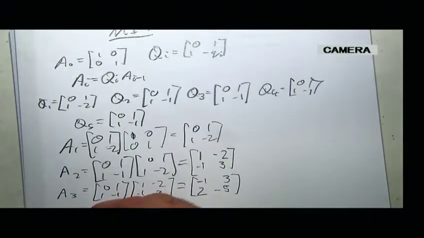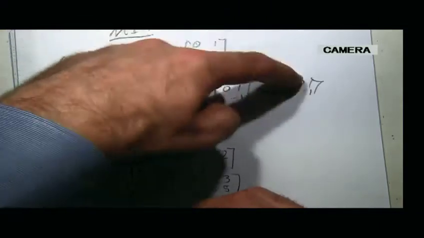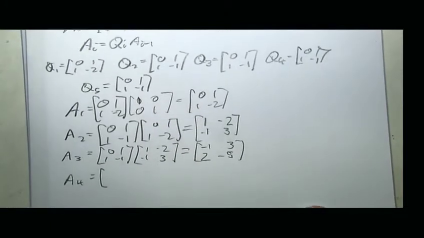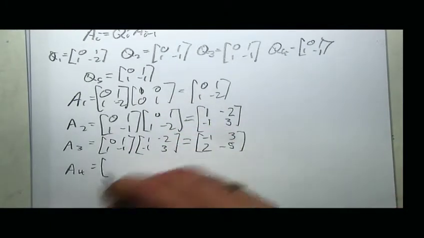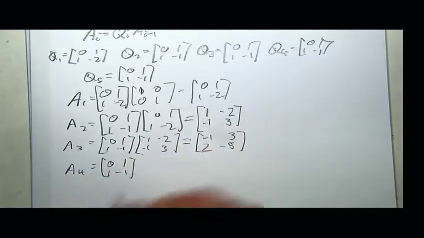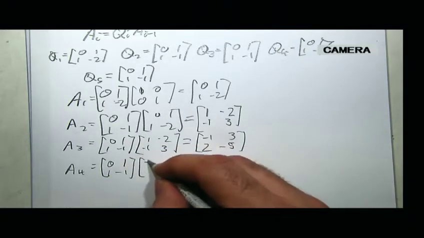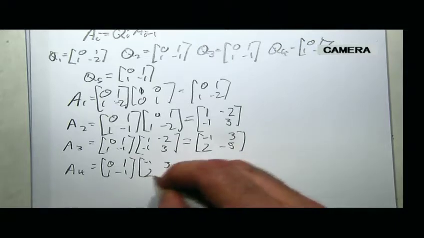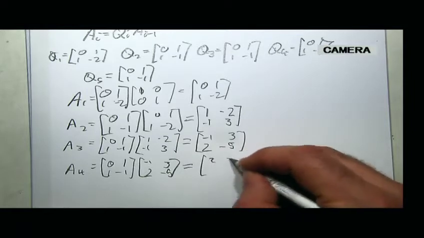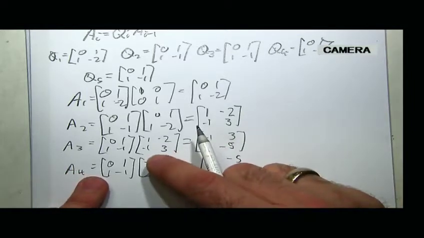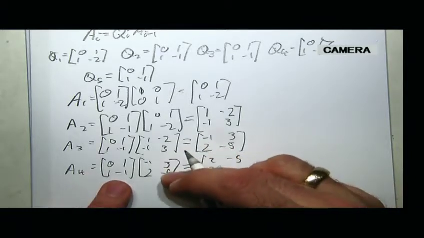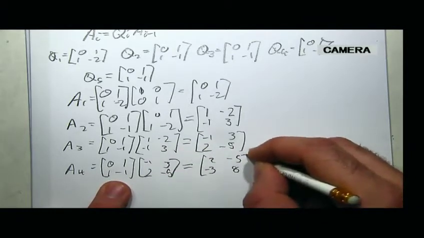And so my A4 is going to be equal to Q4, 0, 1, 1 minus 1, and then A3, minus 1, 3, 2, minus 5. Okay, so 2 minus 5, minus 1, minus 2 is going to get me minus 3. 3 plus 5 is going to get me 8.